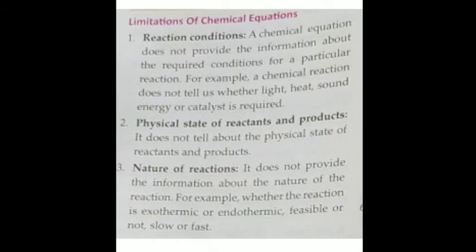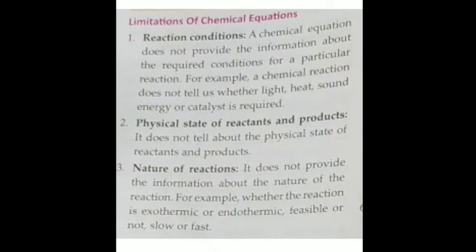For example, whether a reaction needs heat, whether it needs light or sound energy, or whether there is a need of a catalyst. What is a catalyst? A chemical substance which alters the rate of a reaction without itself undergoing any change. That is a catalyst. So this is one of the examples of the conditions which we don't get to know by seeing a chemical reaction or a chemical equation.